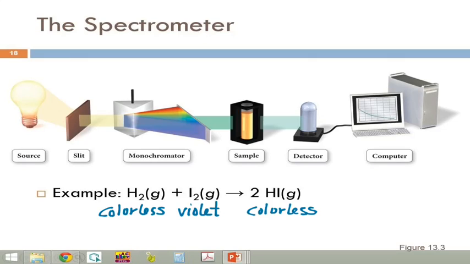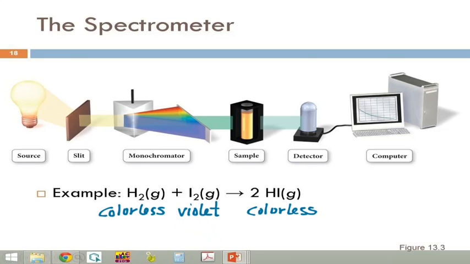So why is iodine purple in color? It's interacting with light. White light shining on iodine gas, it's reflecting the purple light and it's absorbing the other colors. So usually what we'll do here is we'll select the complementary color to the violet and we'll measure the absorbance of that, because that's what this iodine is absorbing. So we've got our initial reaction, we've got some hydrogen and some iodine, and as the reaction proceeds, these go away and this is formed.